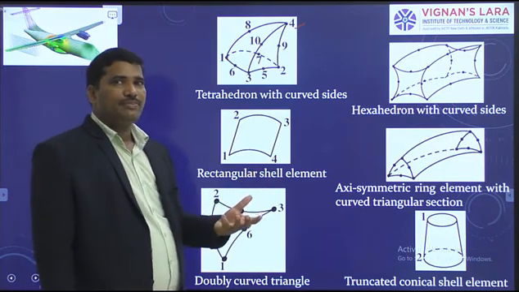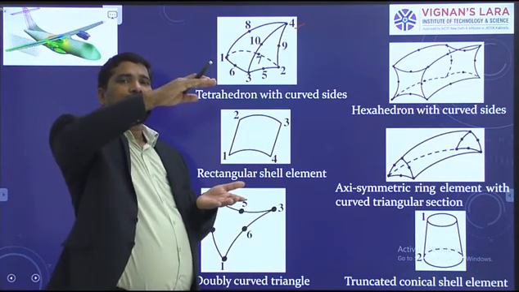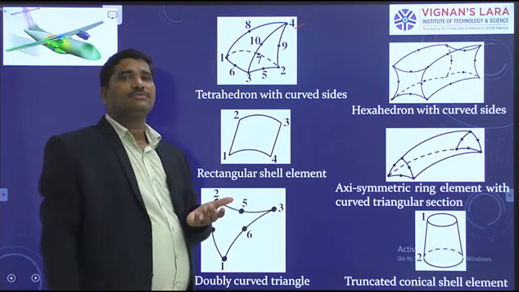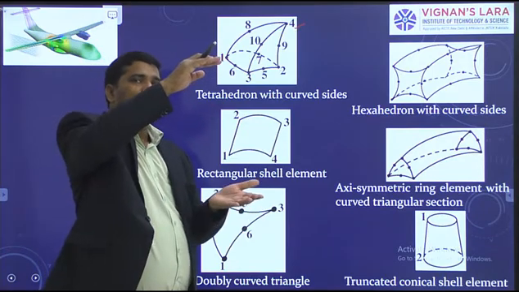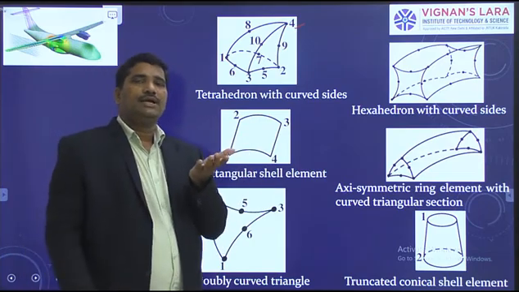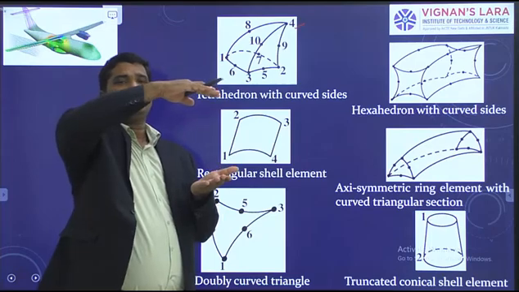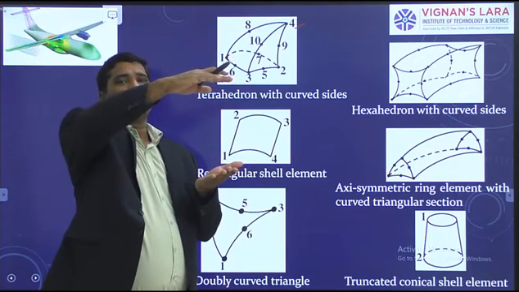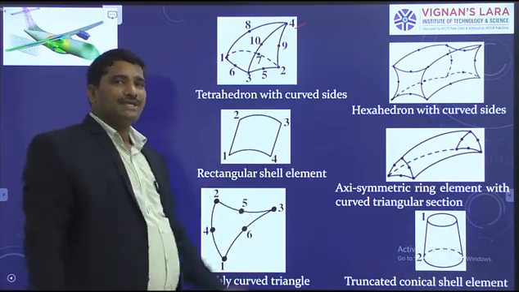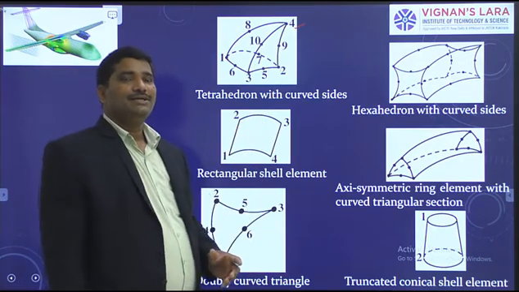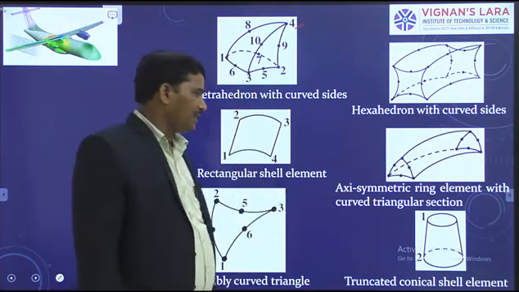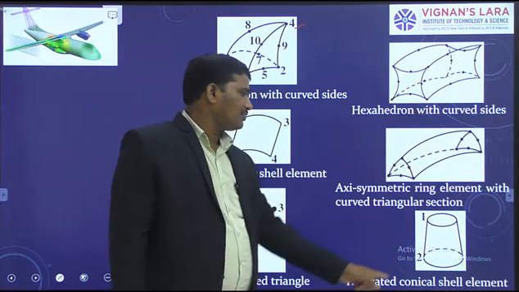So what is a cone frustum? If you take a plane parallel to the base of the cone and cut the apex part, the part that lies below the plane of cut is called a cone frustum. Take a cone, take a plane of cut parallel to the base and remove the apex. Then the part that lies below the plane of cut is the cone frustum. If the domain is in the form of a cone frustum, then you can use this type of element, the truncated conical shell element, to discretize it.